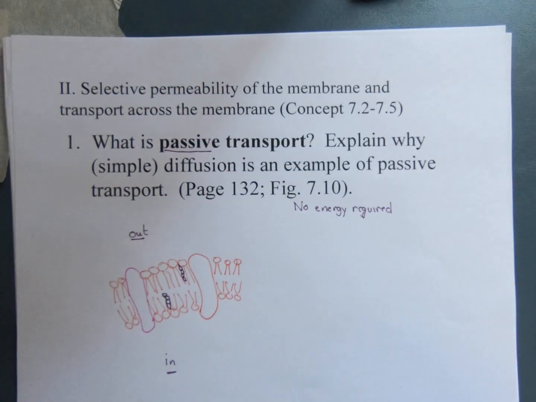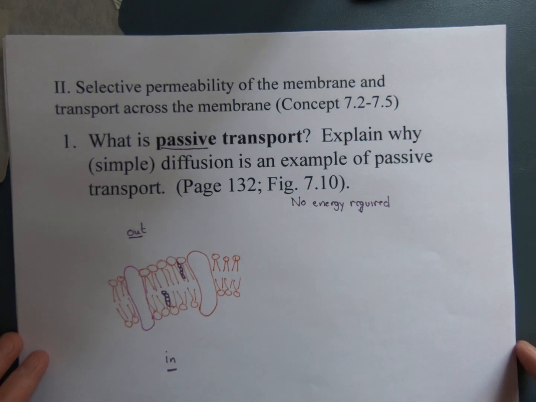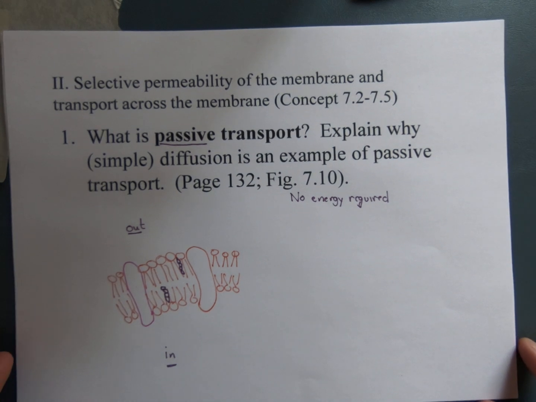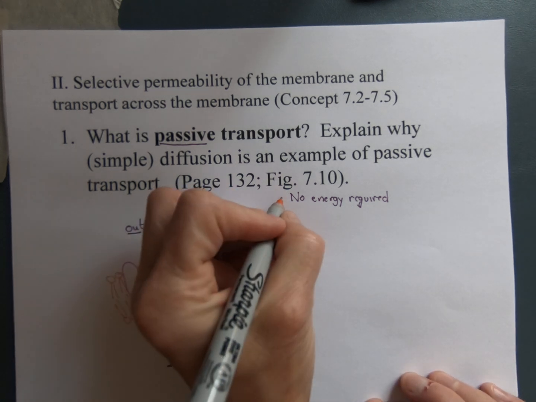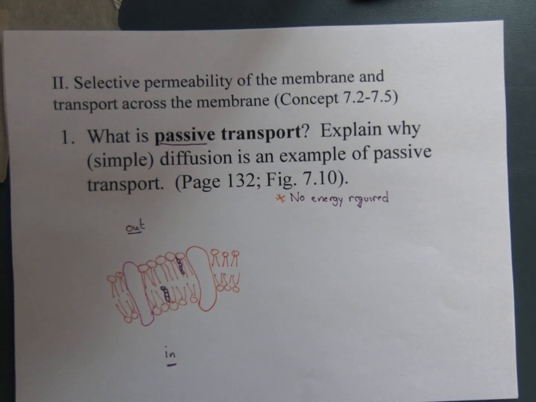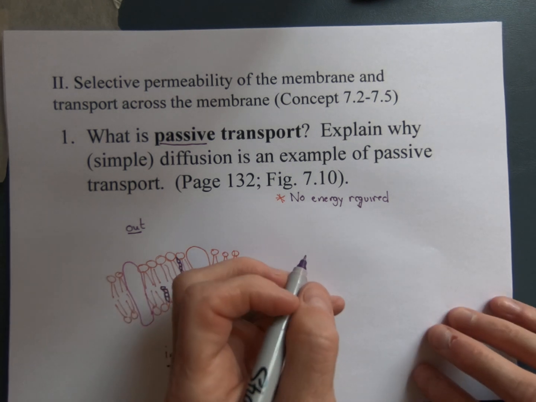So what is passive transport? Well, first of all, it's passive. What do we know about that word passive? Is energy required? No. No energy is required for passive transport. And so when we're thinking about molecules that use passive transport across the membrane, we say, no energy is required. Simple diffusion is an example of passive transport. Well, what do we mean by simple diffusion? What does that term mean?